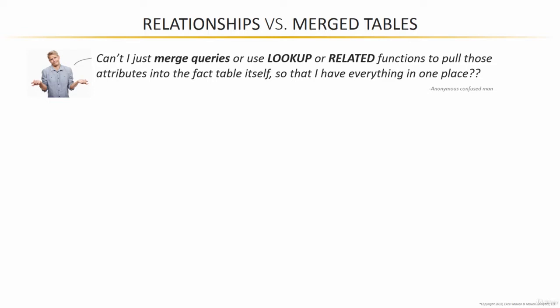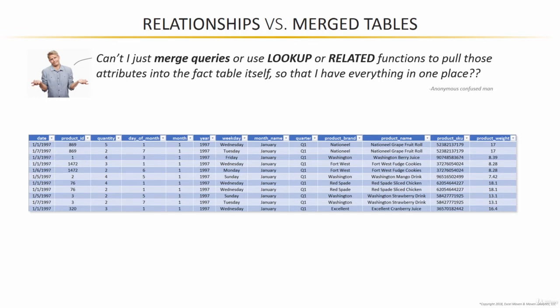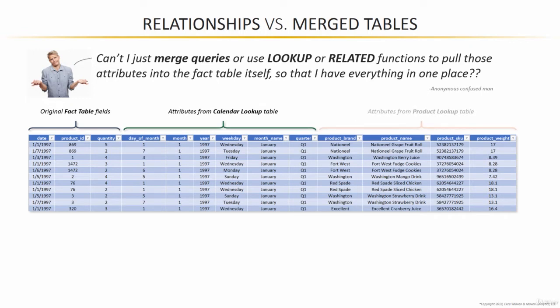And the answer is yes, technically you can. You can create a table that looks like this, where you've got your original data, your metrics, your fact table fields on the left, just like the one we've been looking at with a date, a product ID, and a quantity field. And you could take those key columns and stitch in attributes from your calendar lookup table, attributes from your product table, and this could go on and on and on until you have hundreds of columns based on a handful of IDs or keys.